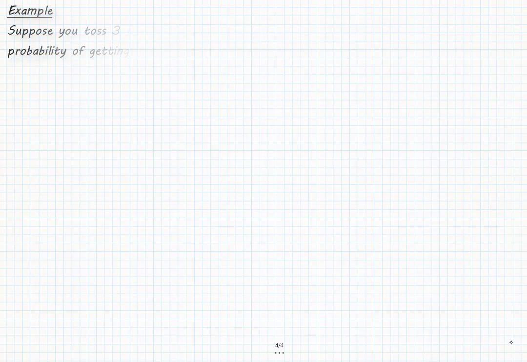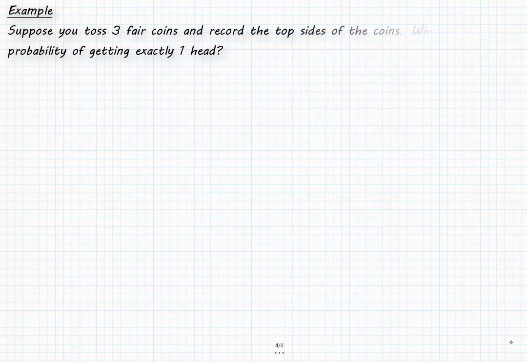Okay, let's try a couple more examples to finish this off. So suppose you toss three fair coins and record the top side of the coins. What is the probability of getting exactly one head?